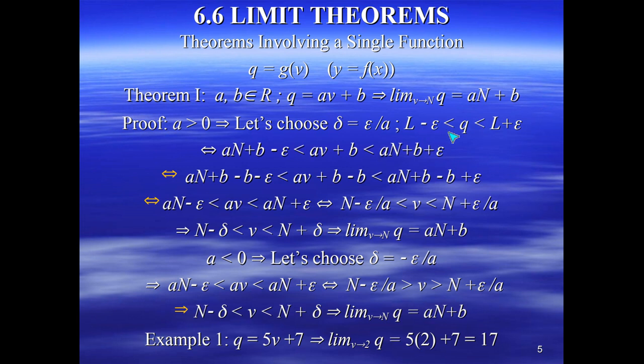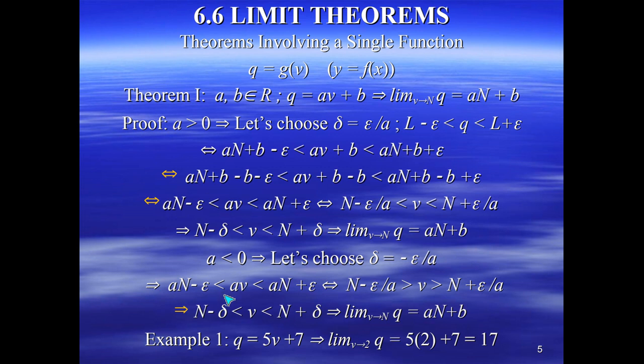We say L minus epsilon less than q less than L plus epsilon. So an plus b minus epsilon is less than av plus b less than an plus b plus epsilon. And then subtract b from both parts. An plus b minus b minus epsilon less than av plus b minus b less than an plus b minus b plus epsilon, and we are left with an minus epsilon less than av less than an plus epsilon. Here we should be careful because now we will divide by a to leave v alone. So we are up to here: an minus epsilon less than a times v less than a times n plus epsilon.